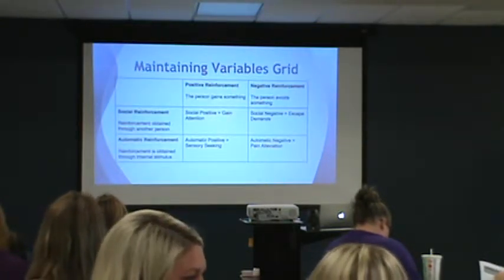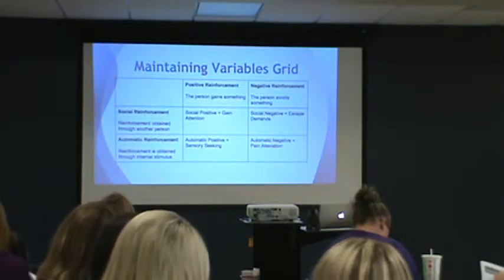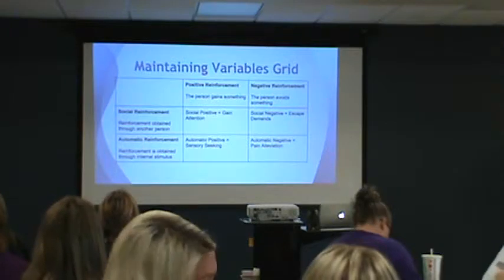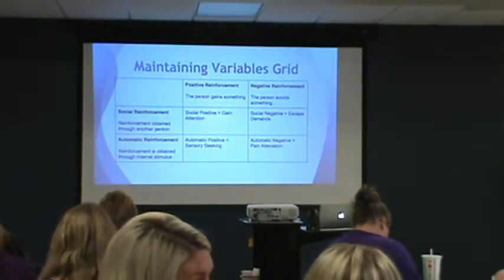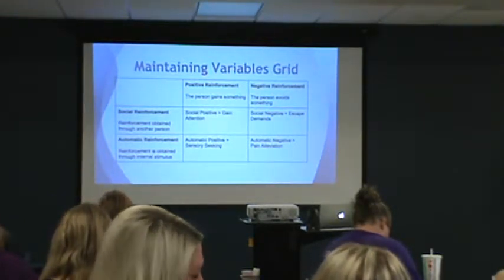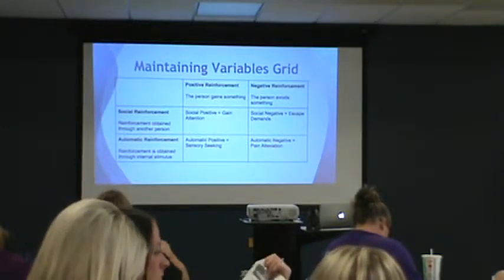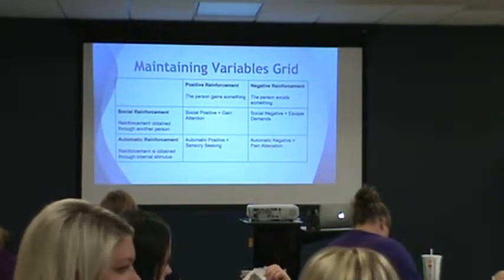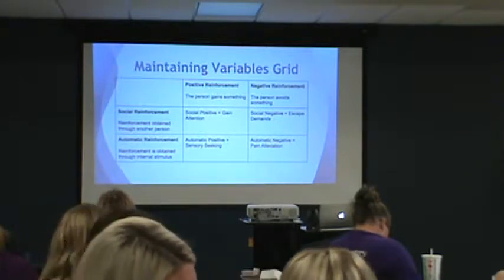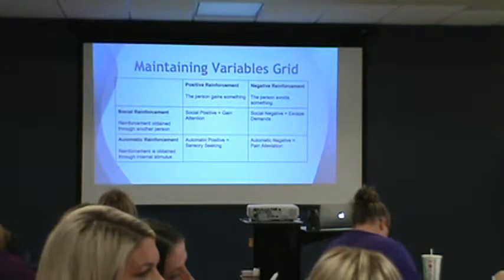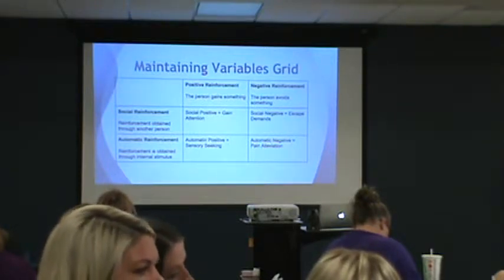This grid illustrates different maintaining variables in regards to behaviors that students might exhibit. You guys have this slide in front of you as well. We'll see across the top, what is the person gaining or avoiding in the situation. So with positive reinforcement, they're gaining something. With negative reinforcement, they're avoiding something. A person might gain social reinforcement, which is reinforcement that is obtained through another person.